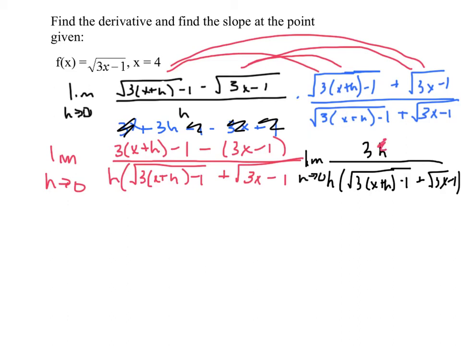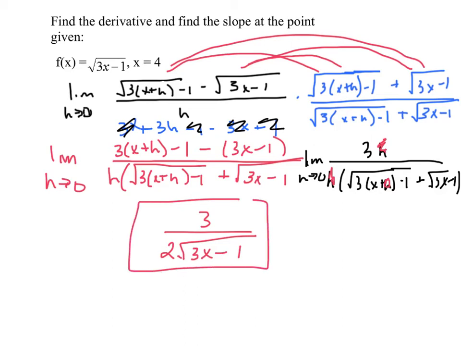Well, the h's now cancel. Once that happens, we try and plug in 0. So you'll notice that we have a 3 on the top, and we have a square root of 3x minus 1 plus a square root of 3x minus 1 for 2 square roots of 3x minus 1. That's our derivative. So the slope at 4, well, we plug 4 in, so 3 over 2 times the square root of 11. So the slope at 4 is 3 over 2 square roots of 11.